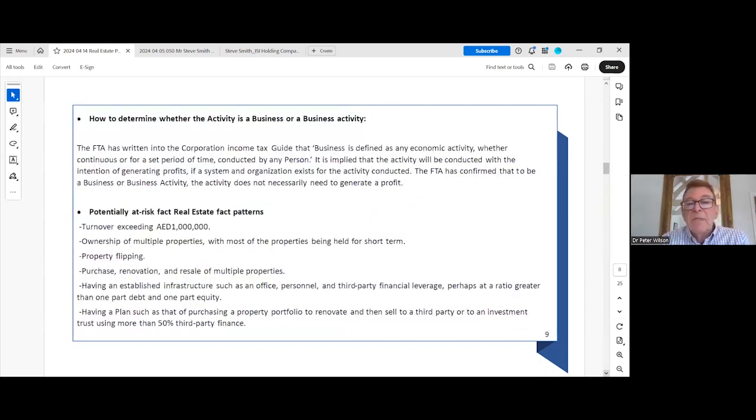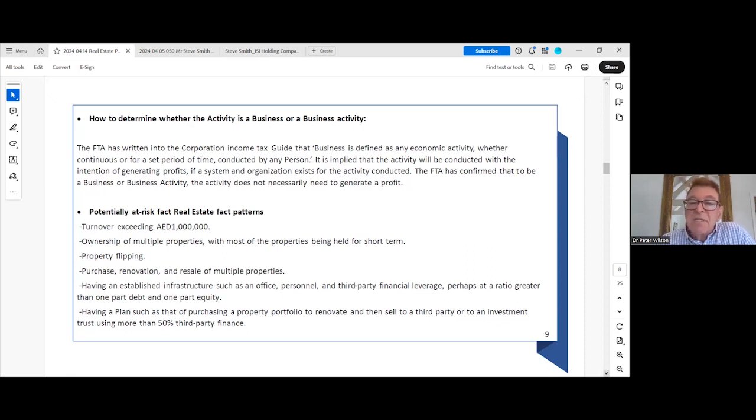Now, the next question that we have to look at is, how do we determine whether somebody's activity is a business or a business activity? I mentioned previously that if somebody's got one apartment, renting it out, it would be almost inconceivable that that wouldn't be a real estate investment activity. But the FTA has written into the corporate income tax guide a definition of what it believes is meant by activity or business. And I'll read it out because we should focus on it.